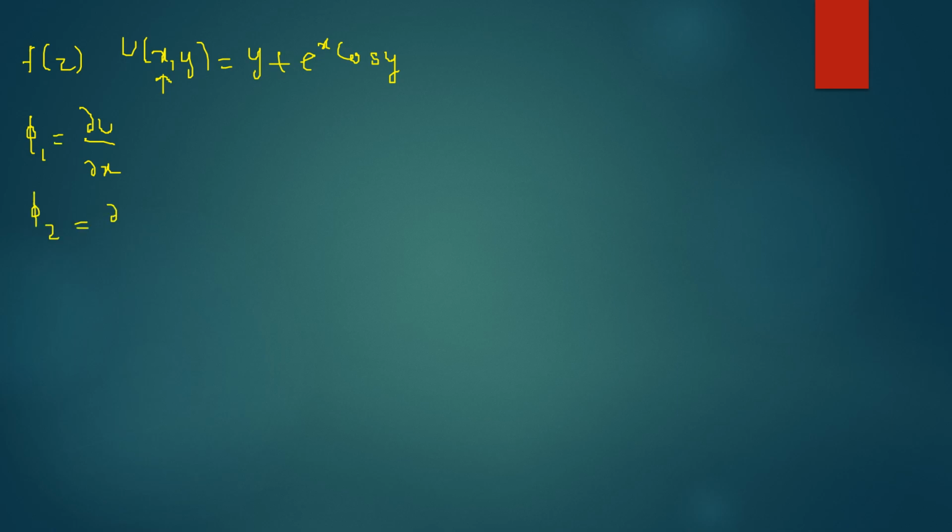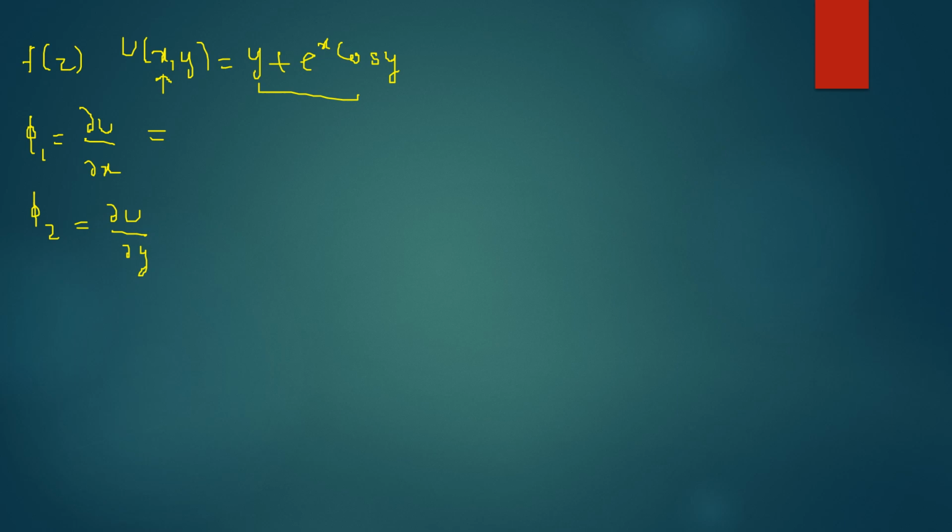Let's say you are asked this question where u of x, y is given to you as y plus e raised to power x cos y, and you have to find the function f(z) using the Milne Thomson method for the real part, because the real part is given to you. So what we usually do is find del u by del x first, and we call it phi 1. Then we find phi 2, which is del u by del y.